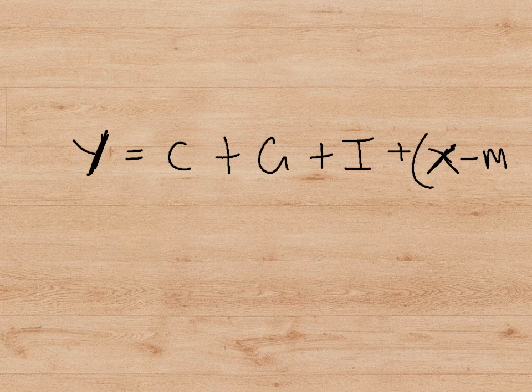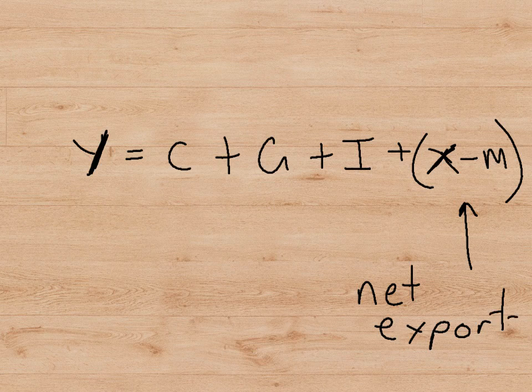And we usually actually put a bracket around X and M, and we look at the difference between exports and imports, and we call that net exports. And that can be a positive number, or it can be a negative number, depending on which is bigger.